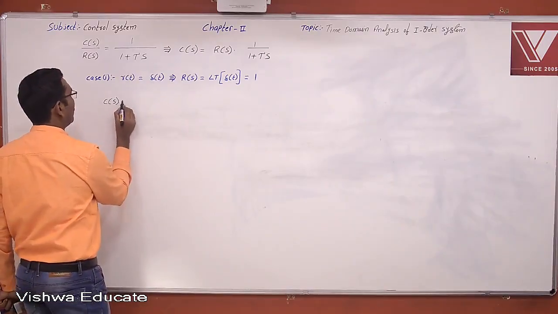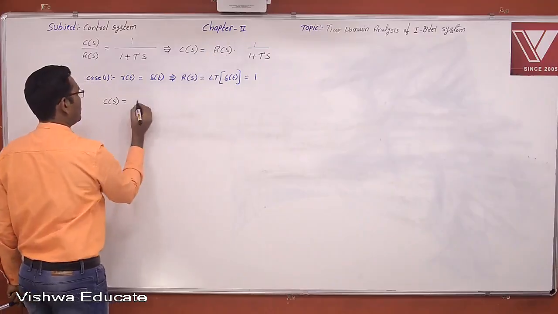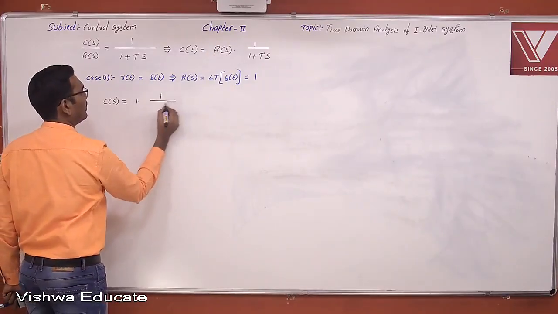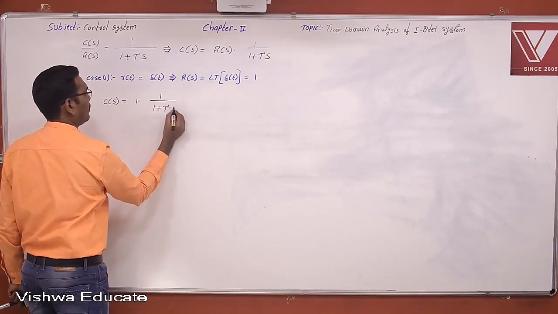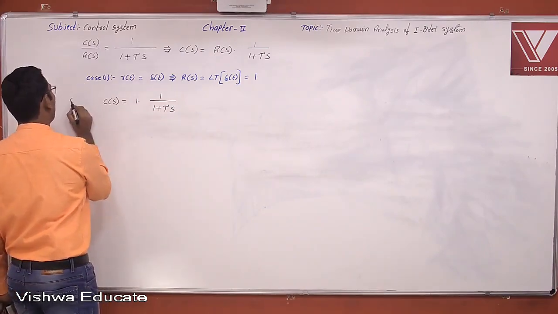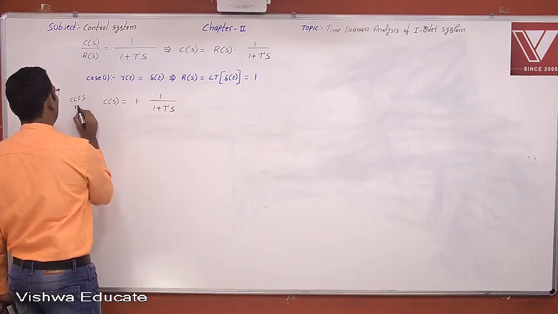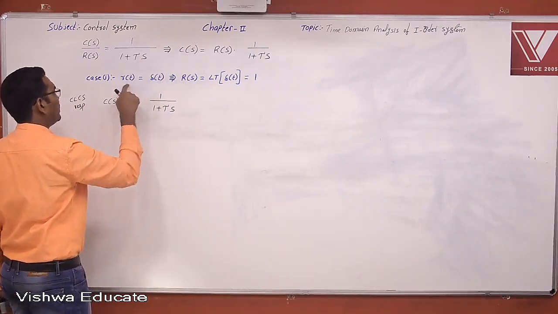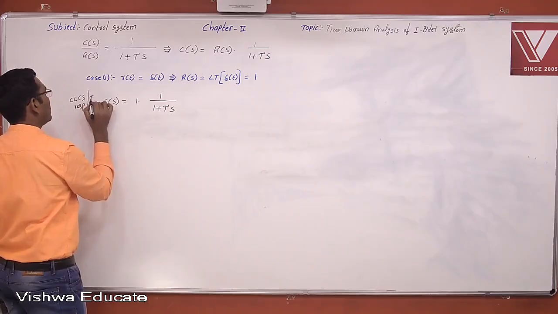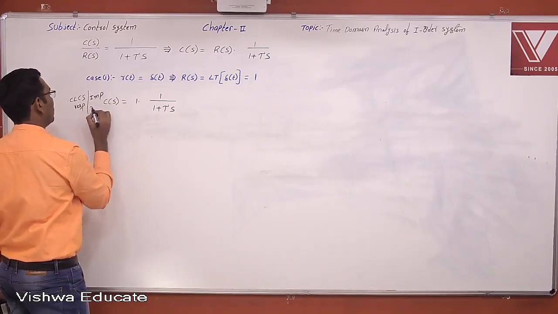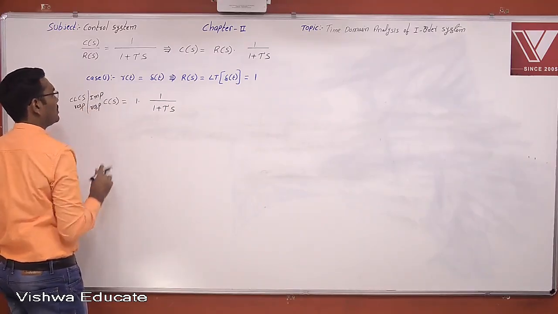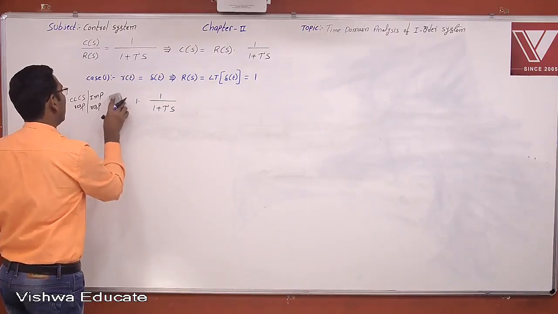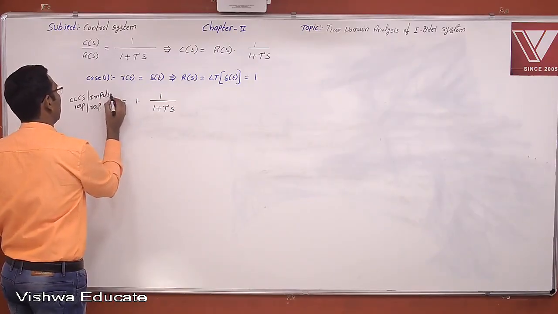Now this is the closed loop control system response. Now what is R of s? R of s is 1. So C of s is 1 divided by 1 plus tau s. This is the closed loop control system response. This is the response after applying which input? Impulse input. Therefore this is also called the impulse response. Now this is nothing but the impulse response.